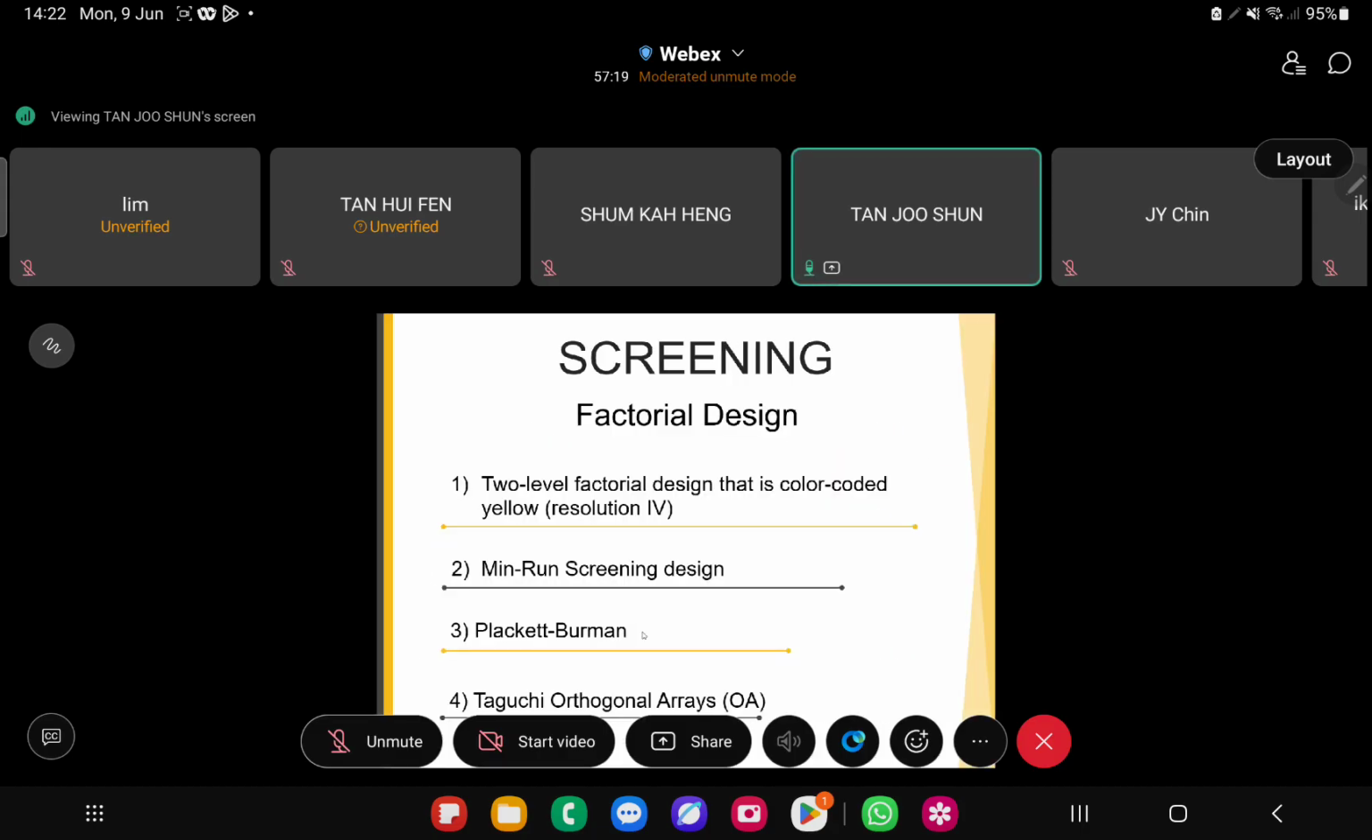Okay, there are many types of factorial design to be used for screening. One is the two-level factorial design that you have learned. Another is the minimal run screening design. There are also Plackett-Burman or Taguchi as well. These are some of the designs that can be used for screening.